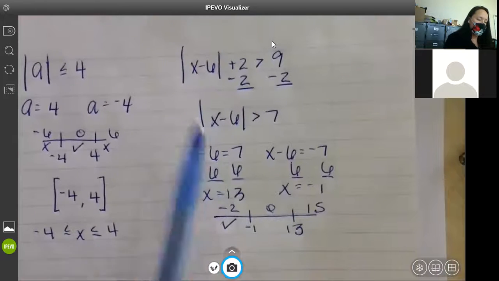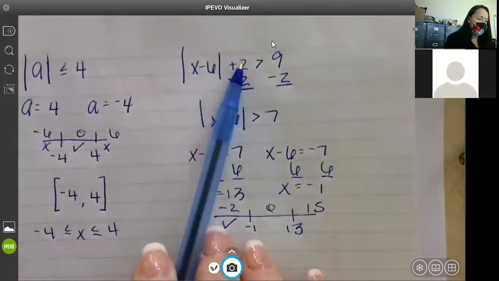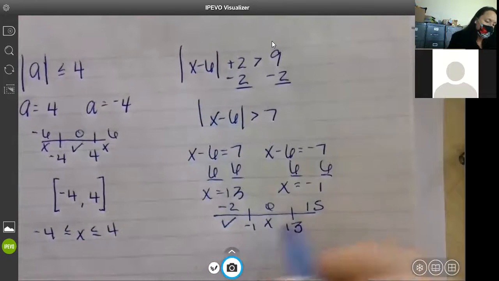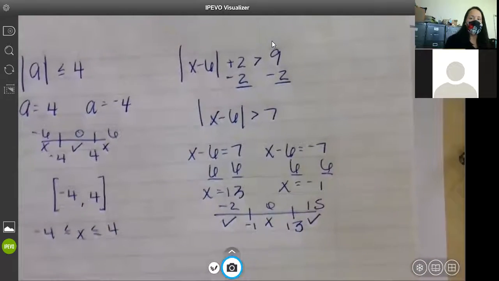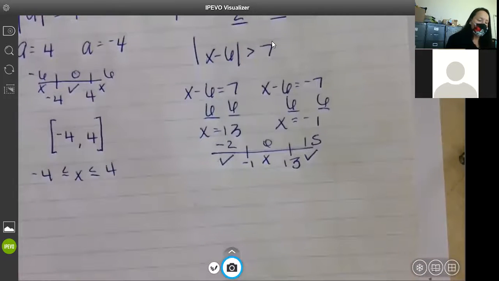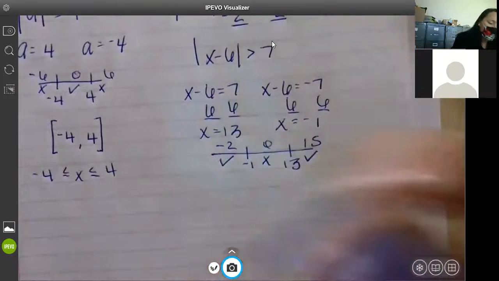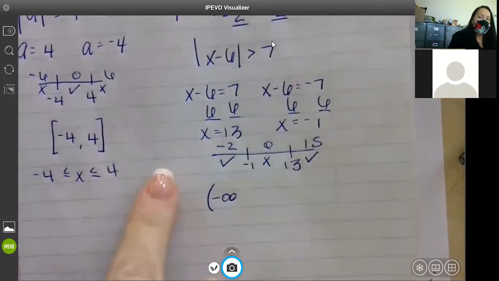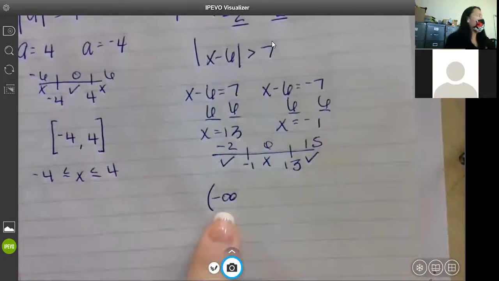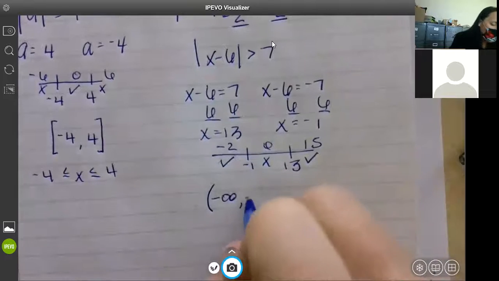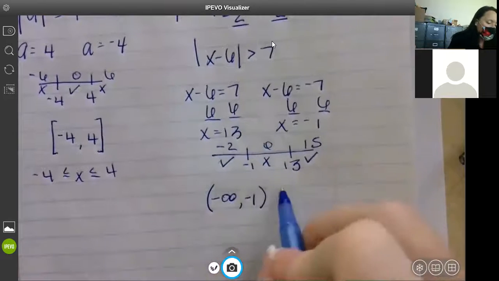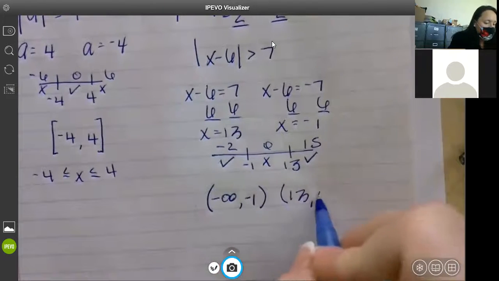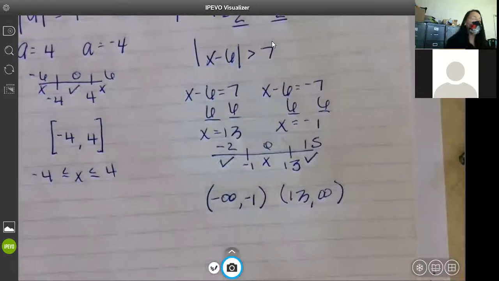Again, that's plugging into the very beginning. 0 minus 6 is -6, plus 2 is 4, which is not greater than 9. And then 15 will give you a positive. So when we write this, it is not equal to, so it's going to be open. It's just like your domain. Everything less than -1, how far can we go? To negative infinity, to -1, and then we pick back up at 13 to infinity. Okay, so 13 and above.